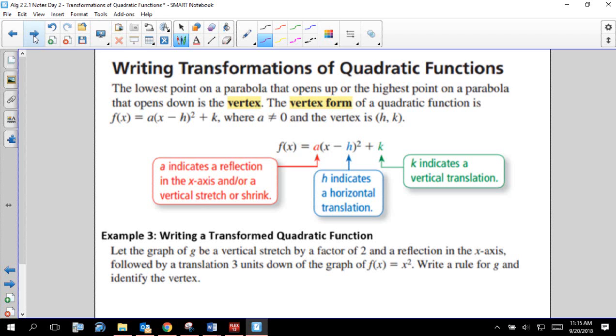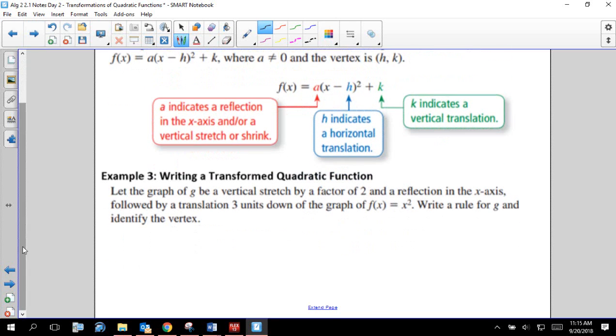Alright, so then this is vertex form. And what's great about vertex form, the reason why we call it vertex form, is because in this form, the horizontal translation and the vertical translation, the h and the k, is the vertex. So if you look at that equation, you could say, oh, the vertex is at (h, k), whatever those numbers are. If you know it goes to the left 1 and down 3, then you know the vertex is at (-1, -3). Easy.